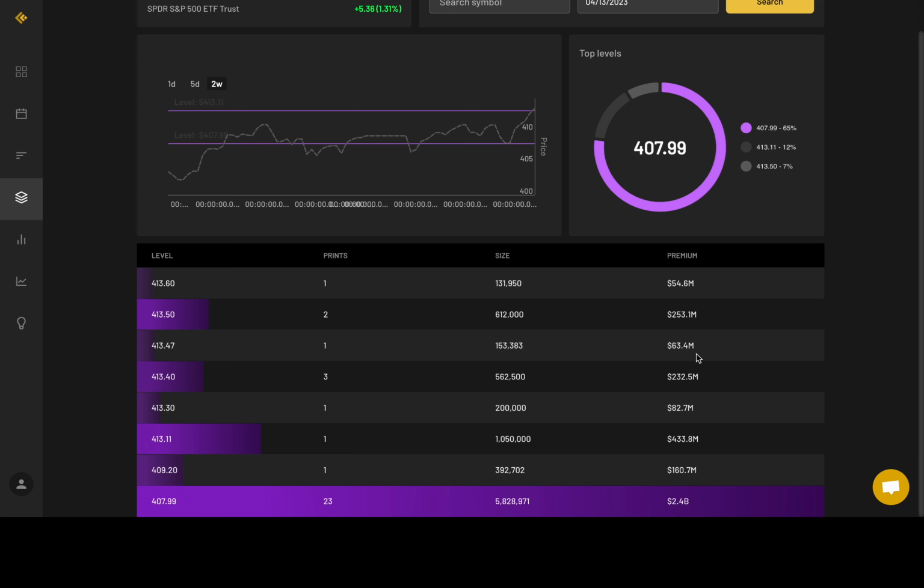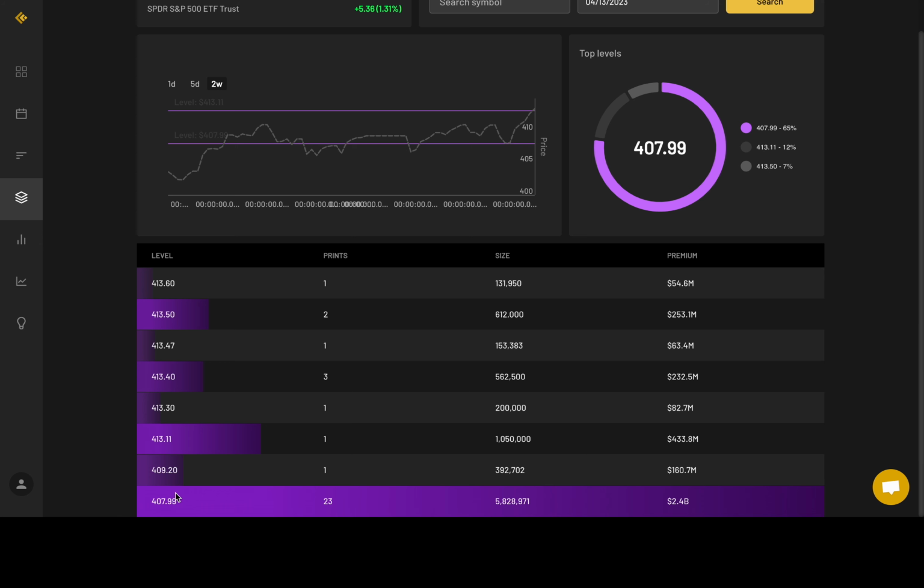I mostly don't really care about any orders that are below $1 billion. If the order is above $1 billion, like we had an order around 407.99, these are over 5.8 million shares, 2.4 billion in premium. So that sticks out to me. And what does that tell me? That tells me there was big liquidity moving in the market, and the pivot level was at 407.99.